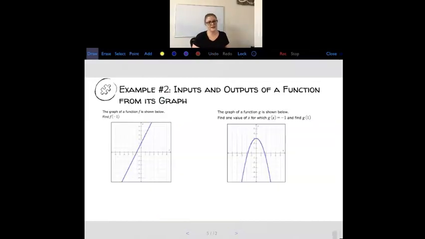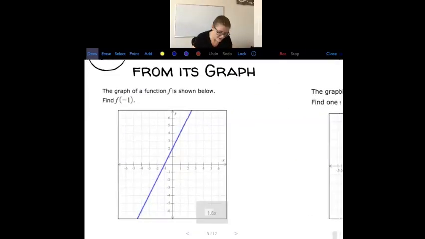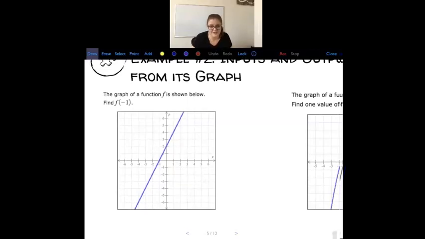Let's apply inputs and outputs to graphs of functions. The graph of the function f, the name of the function, is shown below. Find f of negative 1. From function notation, negative 1 is an input or an x value. With these problems, if you're given an input, it's typically asking you for the output, or vice versa. So we find where x is negative 1 and we look at the corresponding y value. That y value is 0. Okay, so f of negative 1 is 0.